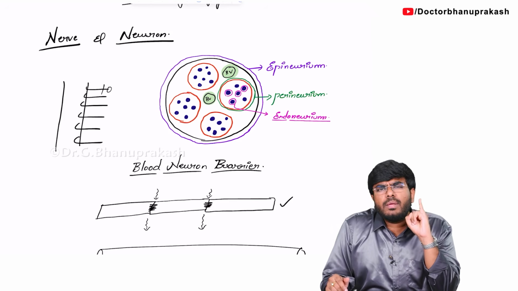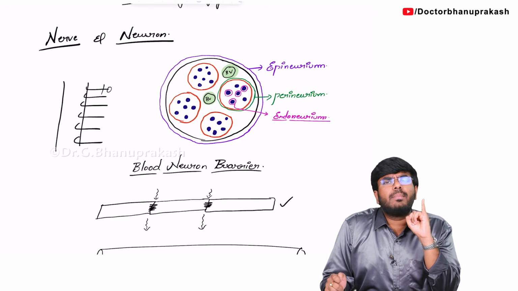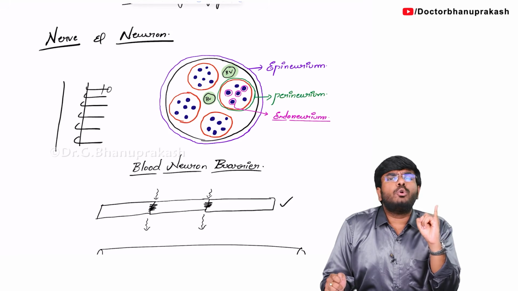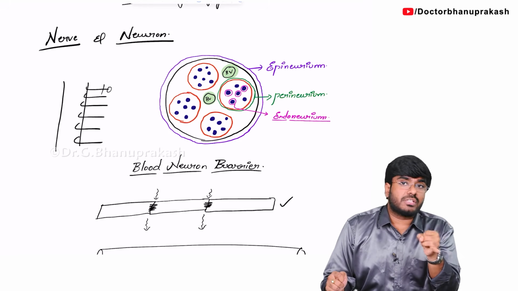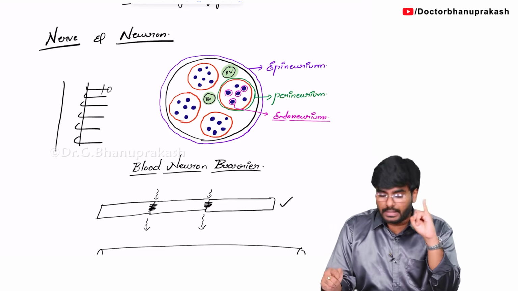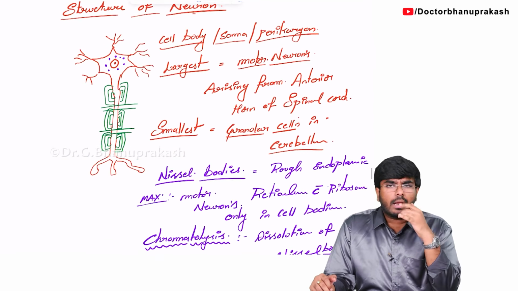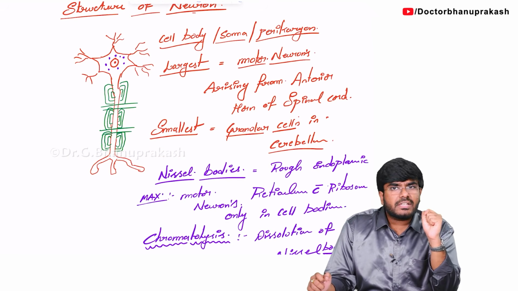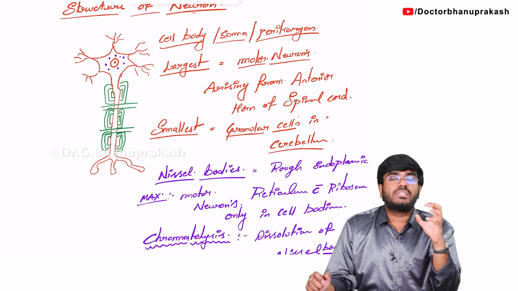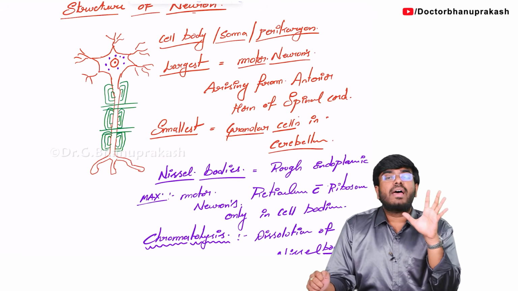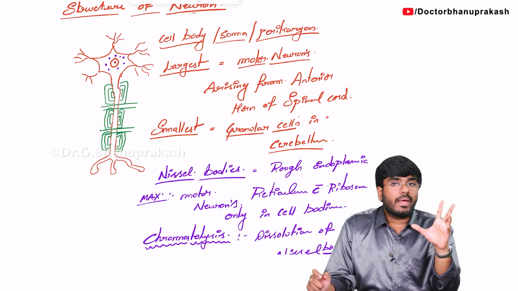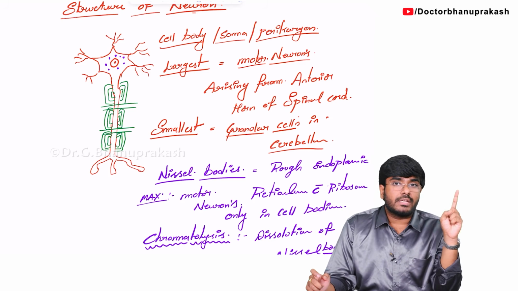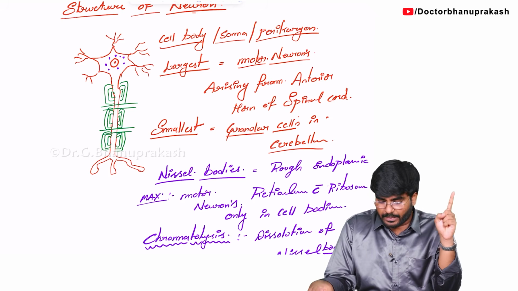Tell me, who is forming the blood neuron barrier? The blood neuron barrier is formed by the perineurium along with its tight junctions, and the endothelial cells along with their tight junctions. Now, where exactly are the voltage gated sodium channels present? They are high in concentration in the nodes of Ranvier. Who is going to form the myelination? Myelination is formed by oligodendrocyte cells in the central nervous system and Schwann cells in the peripheral nervous system.